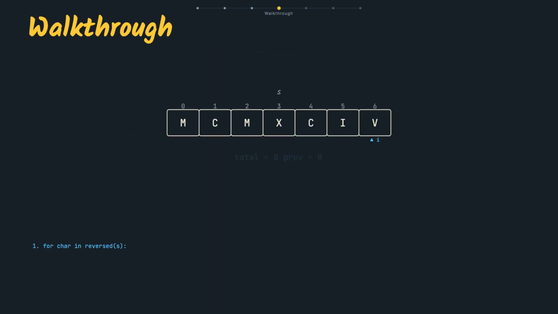Okay, let's walk MCMXCIV. Right to left. Total starts at 0, and we'll remember the last value we saw. Rightmost is V, 5. Nothing seen before, so we add. Total is 5. Remember 5 for the next step. Move left. I is 1. 1 is smaller than 5, so subtract. Total drops to 4. Now remember 1.